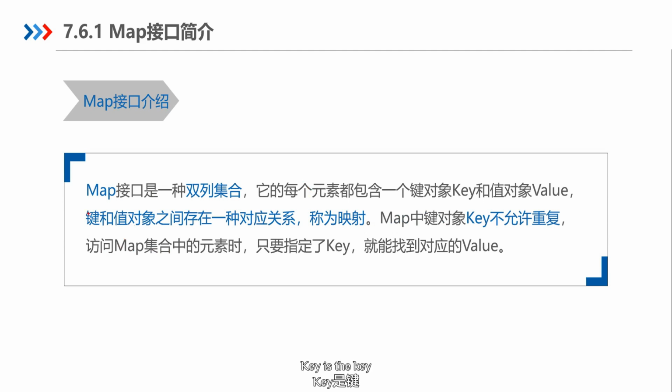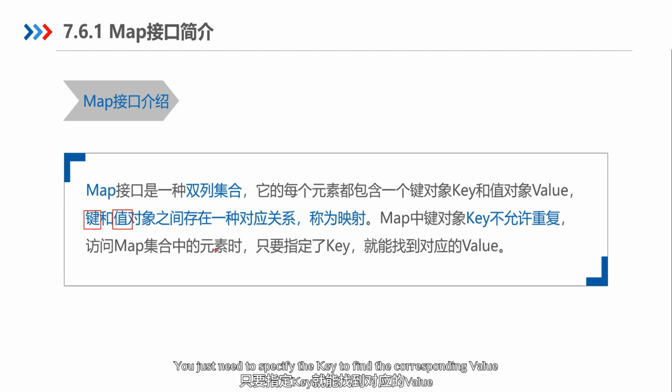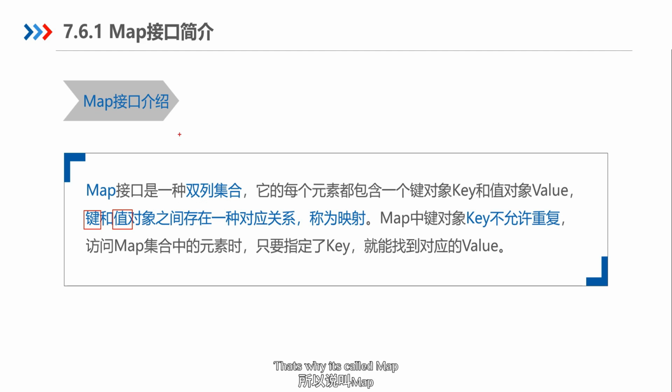Key is the key, value is the value. So a key can't be duplicated in the map. When accessing elements of the map, you just need to specify the key to find the corresponding value. So it's a kind of mapping relationship. That's why it's called map. Map from the English word has the meaning of map. It also means mapping.